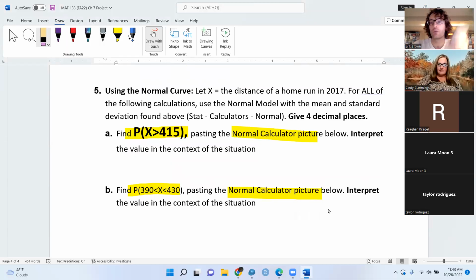I'll paste in graphs while you all keep working. Set a timer for 5 minutes. 5 minutes, starting now.